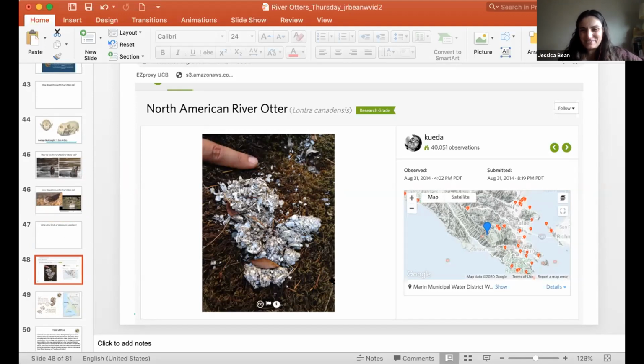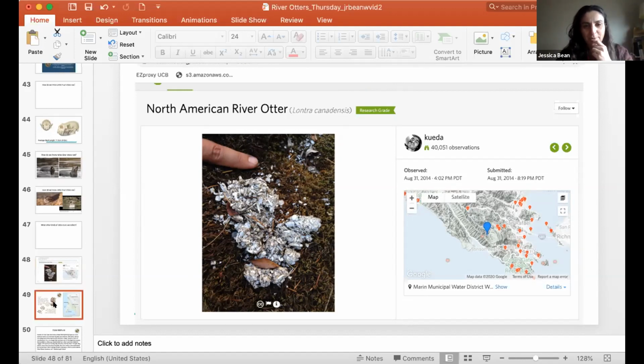So this is one of those observations that was made in Marin. Here's the spot. You can go in and find it yourself if you want to. This is an observation from 2014, and this has been identified by at least 3 people. When 3 people identify something in iNaturalist and they all agree, it becomes research grade. I think it's 3. I can't remember if that's the exact number, but at least a number of people have to agree on what this is. And so people are pretty certain, yeah, this is North American river otter poop that was left to find and was logged as a sighting.